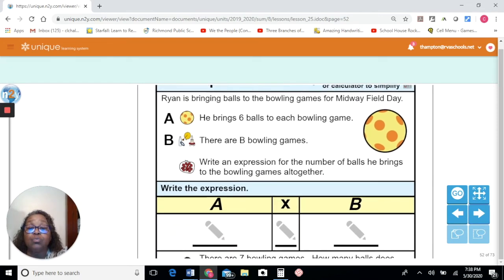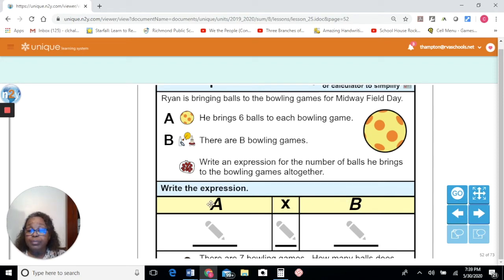It says write an expression for the number of balls he brings to the bowling games all together. So we have to write the expression. We know that he has 6 balls to each bowling game. How many bowling games are there? This time we're trying to find out what is the B that is missing. So the expression would be A times B. That will give us the answer.